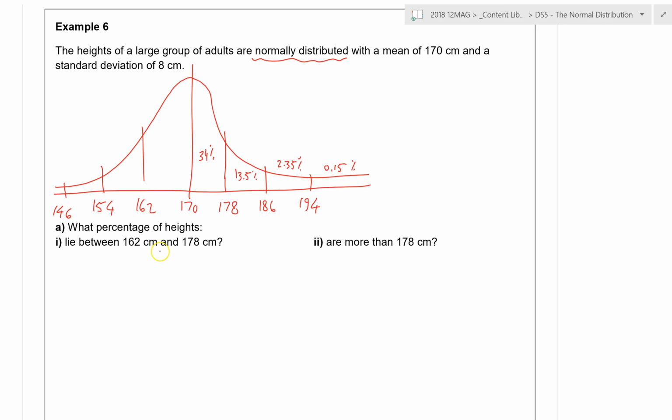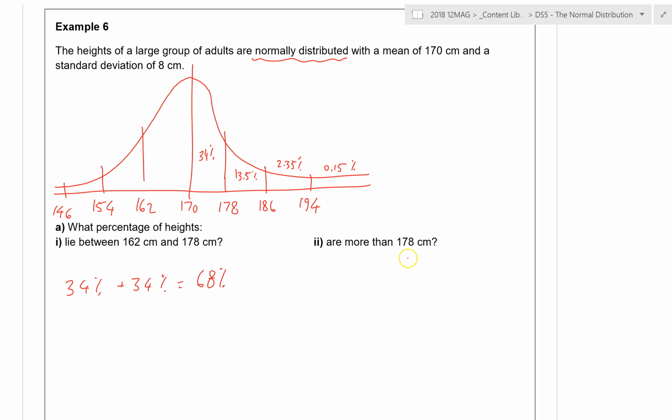So what percentage of heights lie between 162, that's here, and 178 is here? So that's a 34 and another 34. 34% plus 34% equals 68% of all scores. We didn't need the diagram to do that. It's very much by definition there, but nonetheless, we've got the diagram to use. 68% of all scores lie between 162 and 178.